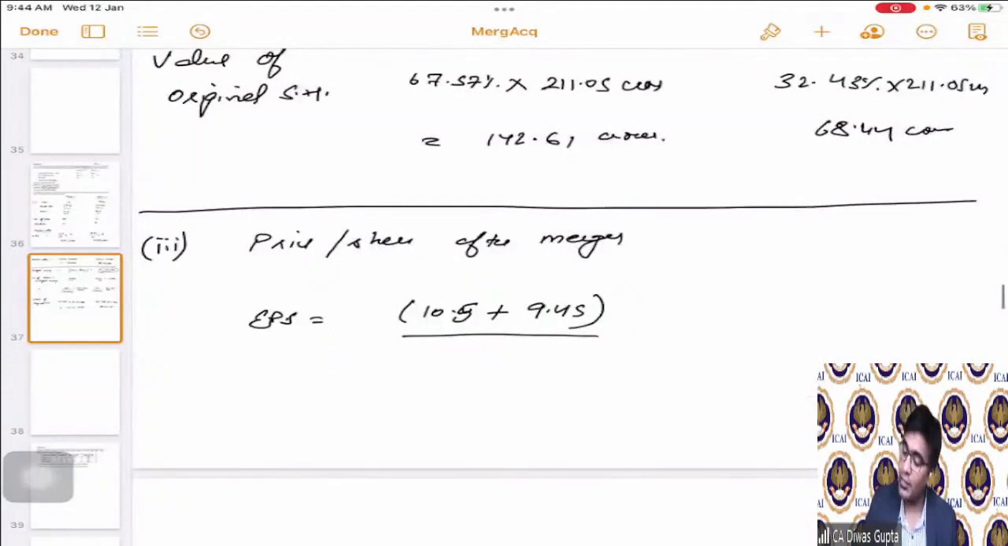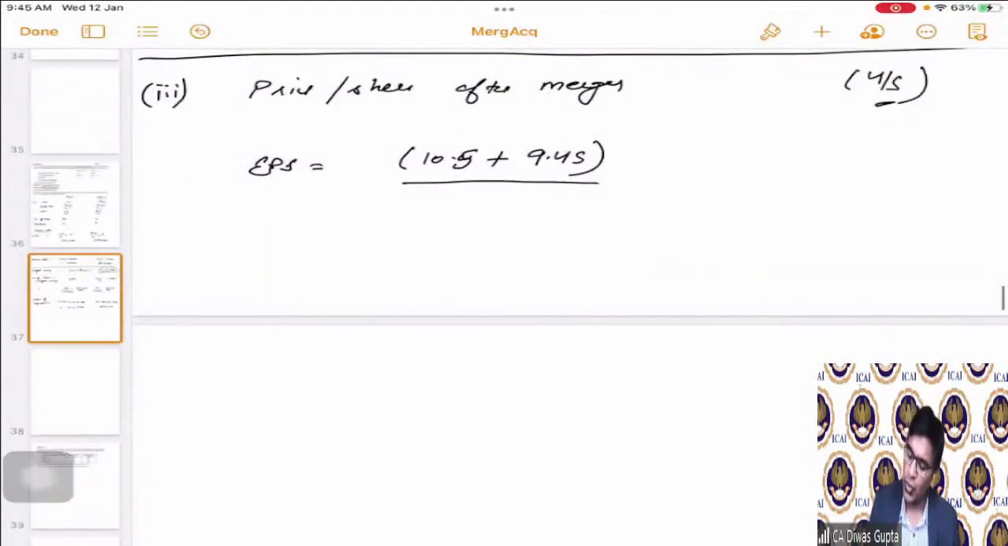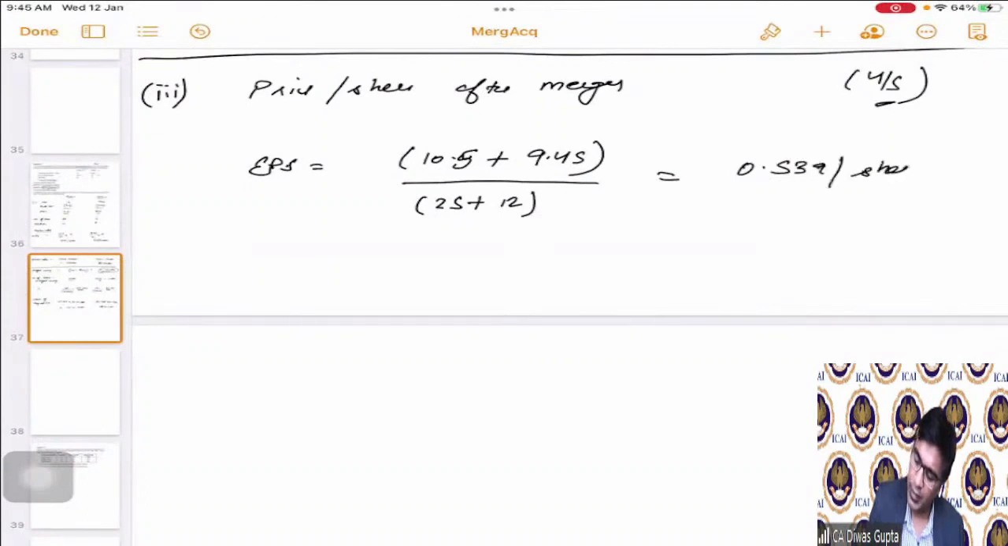And what are the total number of shares that are issued? The swap ratio is already given in the question, 4/5. And in the previous part only, we calculated the number of shares that are to be issued, which is 12, correct? So 25 are the existing and 12 will be the new issue. So the revised or the new EPS after merger comes as 0.539 per share. Correct, students? So this is the EPS.